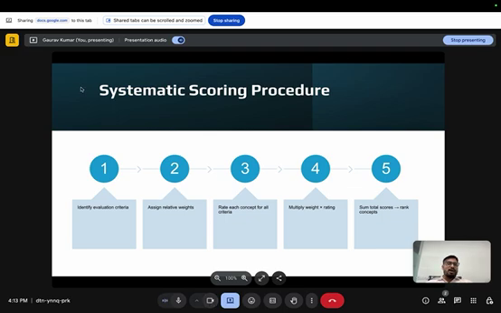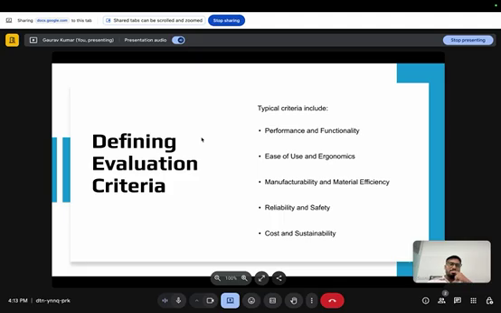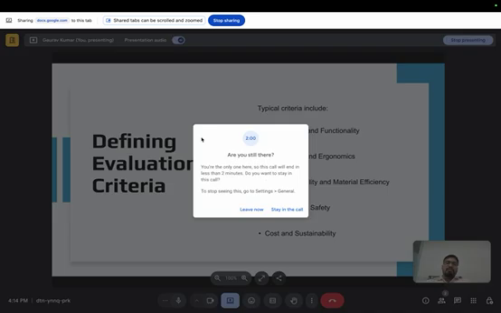So this was all about the systematic scoring procedures. Okay. Now moving towards the next one. So now the next one is defining evaluation criteria. Okay, so evaluation criteria are the backbone of concept scoring. They translate abstract design goals into measurable attributes that can be compared objectively.